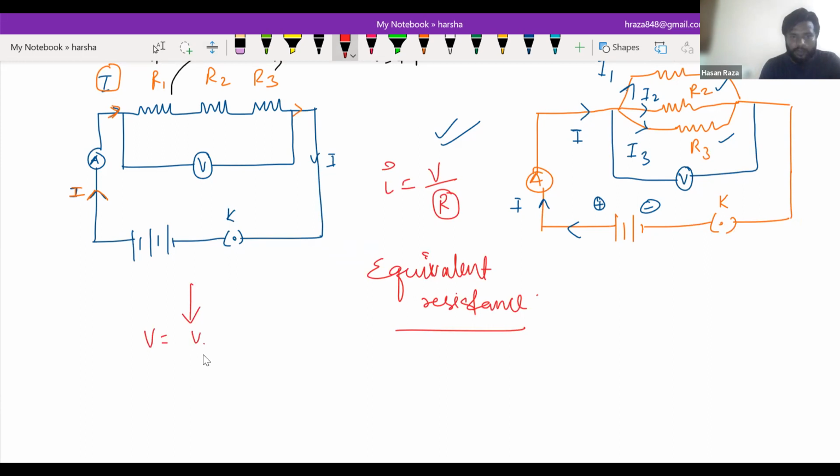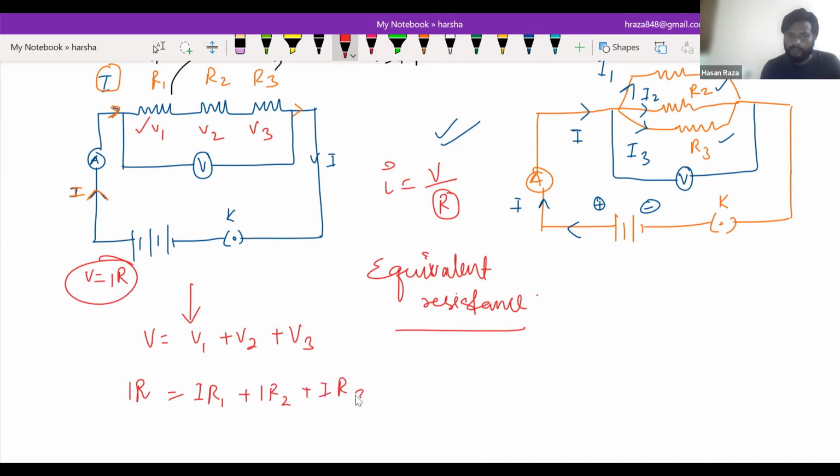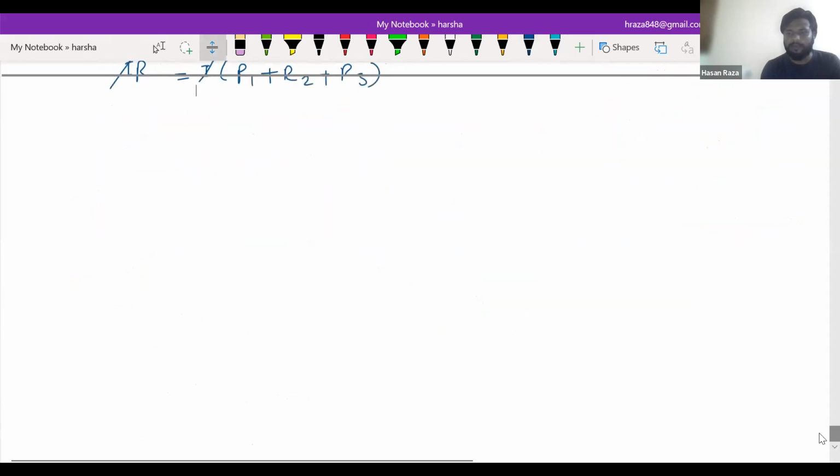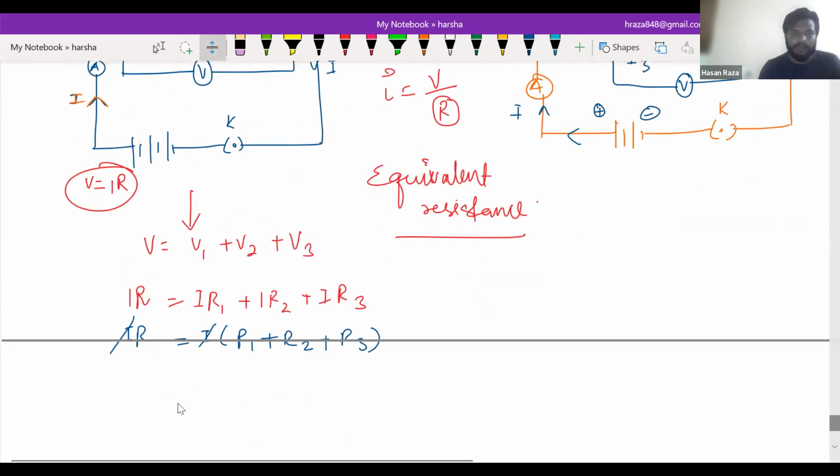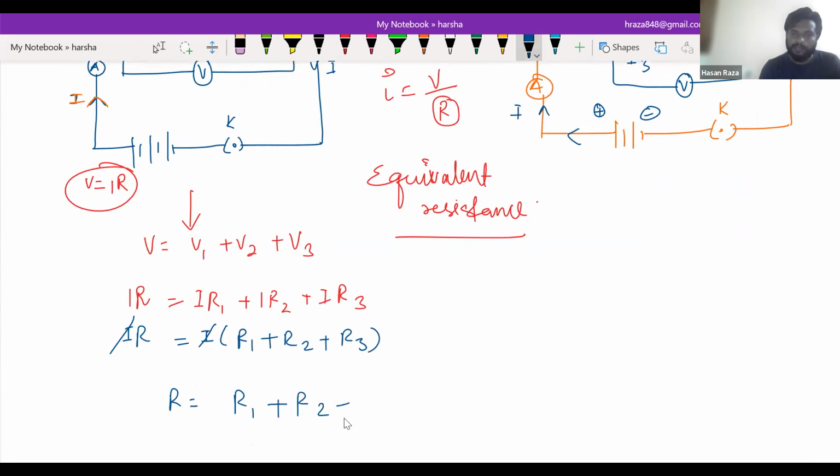You know that V is equal to V1 plus V2 plus V3. This is the simple formula. Now we know that V is equal to IR, so I'm going to apply IR. Since it is talking about V1, it will be IR1. Since 2, IR2. And here it will be IR3. Since current is the same, you can easily take I common as R1 plus R2 plus R3, and I will be cancelled, and you will get R is equal to R1 plus R2 plus R3.